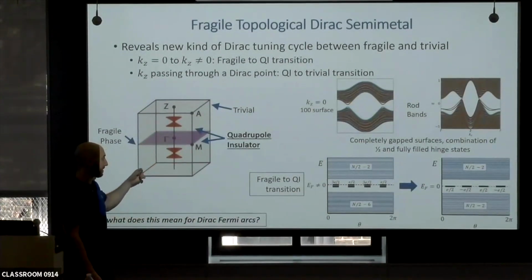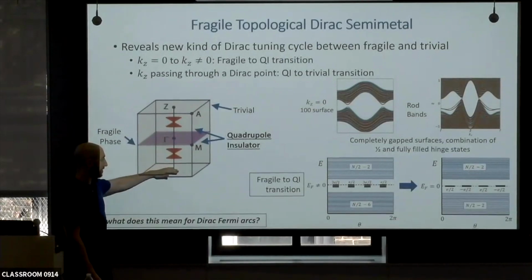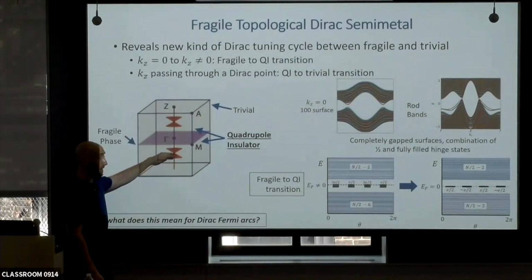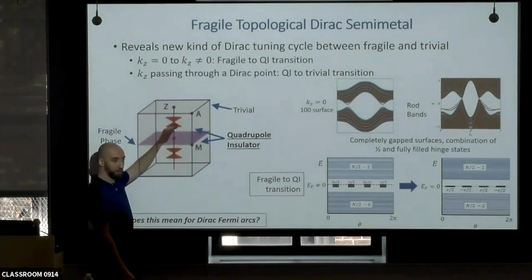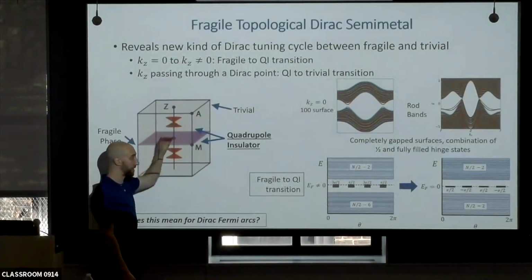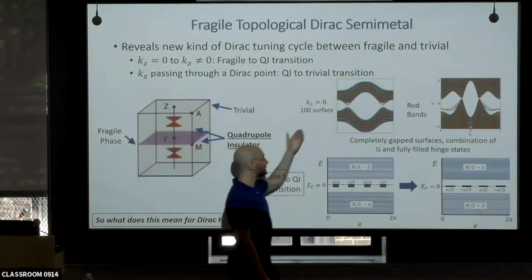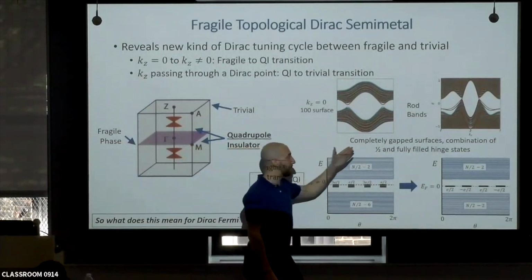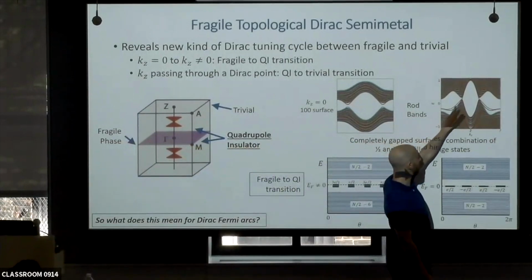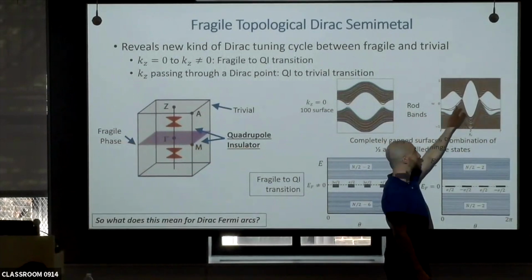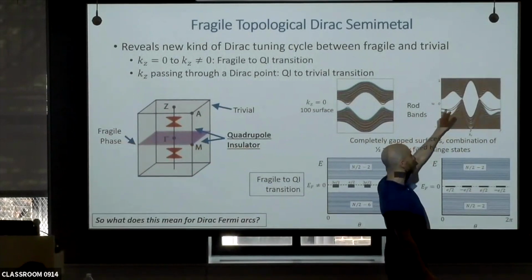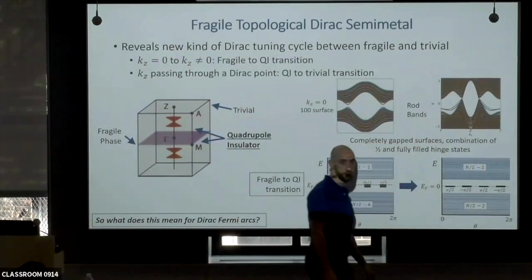So I can have a Dirac semimetal where I start from a trivial insulator, go to a trivial magnetic insulator, go to a Dirac point, go to a quadrupole, go to a fragile phase with fractionally charged corner modes, go back to a quadrupole, and then go to a Dirac point, a trivial insulator. And so here, the surface spectrum is completely gapped, but the hinge spectrum shows one pair of half-filled hinge states, one pair of fully filled, or one set, so 4 and 4 of fully filled hinge states, meeting in this Kramers pair of fractionally charged hinge states.